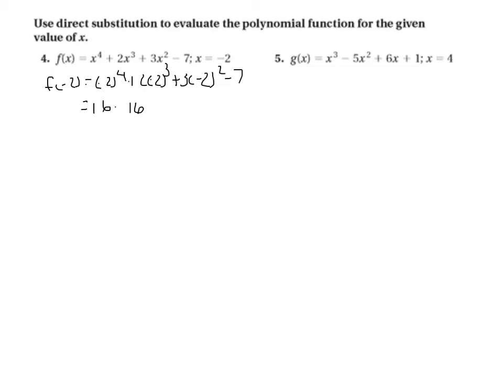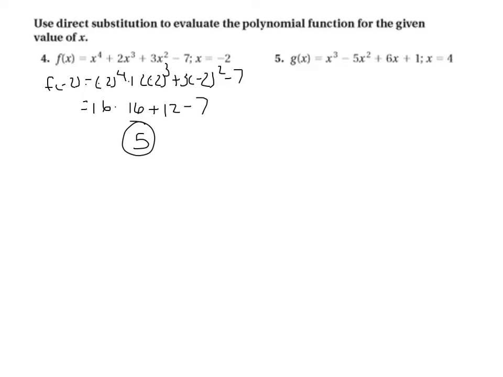16 plus 12 minus 7, 5. Double check, that was just quick mental math. If I made a mistake, let me know. So go ahead and press pause and do the second one.